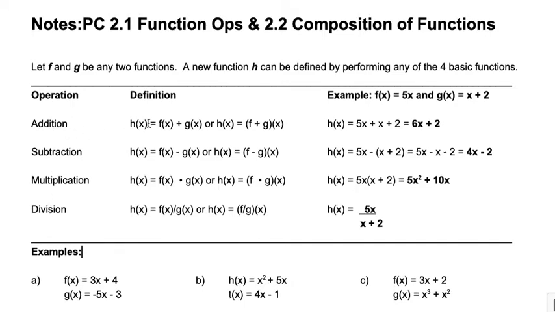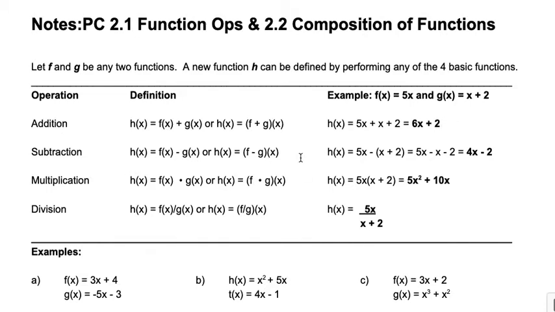Now, you'll see that with addition, it kind of makes sense. You just take your two functions and add them together. Or you can take the x's and y's like we're doing over here and add them together. So if we're doing addition, f of x is 5x, g of x is x plus 2, so we put those two, add them together, 5x plus x is 6x, and then the 2 comes along for the ride.